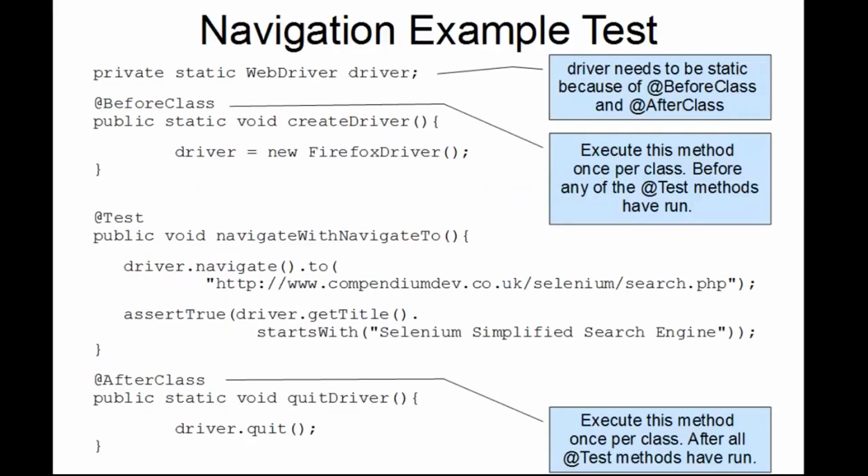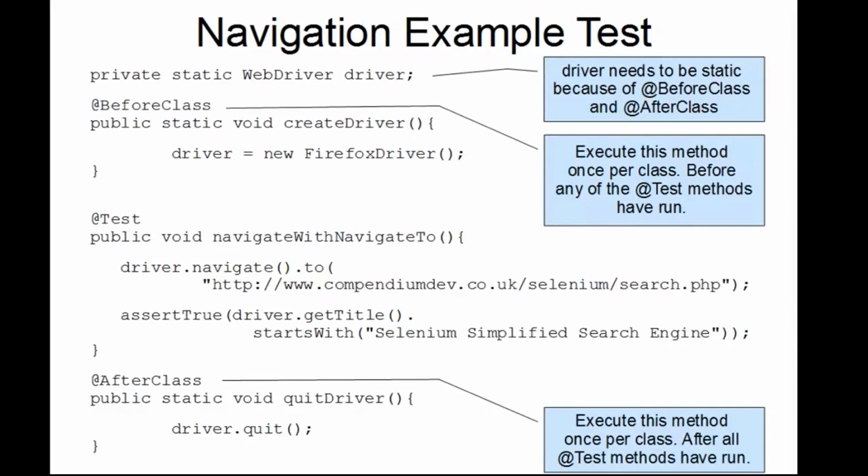So here's an example test. So you can see here what we're doing with the navigation is in the app_before class, because app_before class, remember, runs once per class, I'm creating a driver. Then in the test itself, I use that driver that's been created and navigate to http://compendiumdev.co.uk/selenium/search.php, which is one of my test pages. It's a search engine built on top of Bing, which always returns a guaranteed set of results so that when we're writing tests on it, we can always see them repeatable.